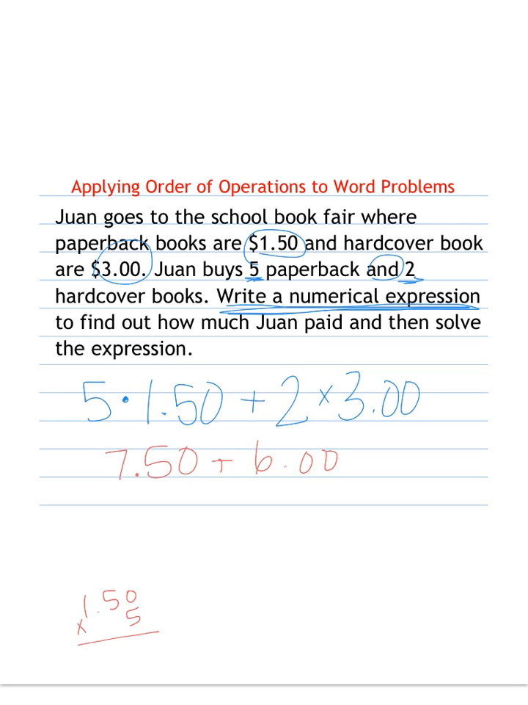Okay, now our next step is to add them. $7.50 plus $6 is going to give me a total of $13.50. Put my dollar sign out in front to make sure that we have our label on there. And that is our final answer. So that is how much Juan paid at the school book fair.